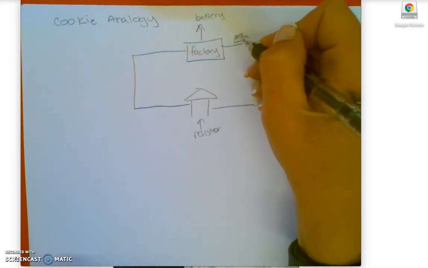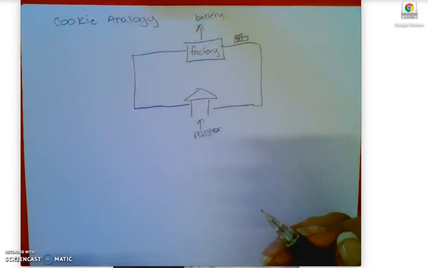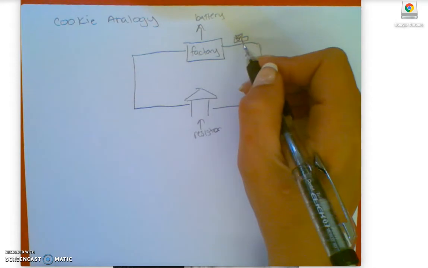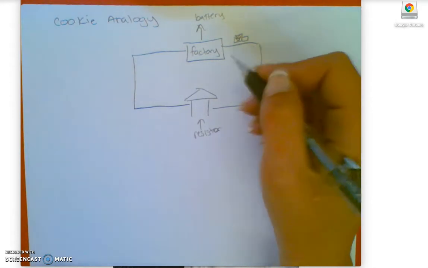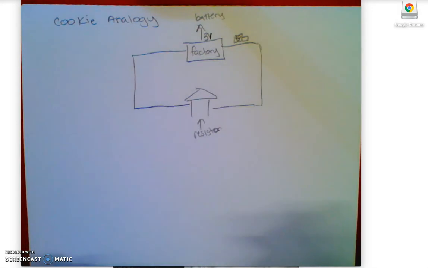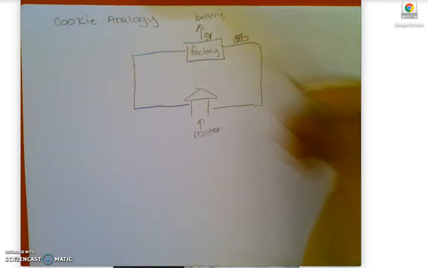And then along this road, we have little trucks that are leaving the factory, and every single truck leaves the factory with 3 cookies, okay? It's either a really big cookie or a really small truck, whatever you want to think about it. If this truck leaves with 3 cookies, and the next truck leaves with 3 cookies, and the next truck leaves with 3 cookies, that means that this is a 3-volt battery or a 3-volt factory, okay? So we put 3V next to it.